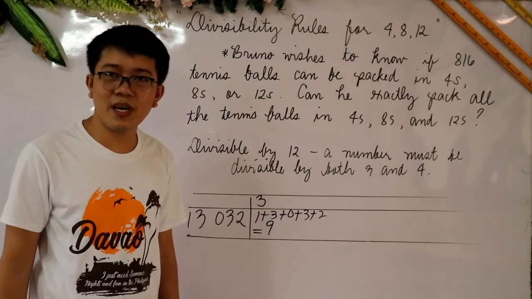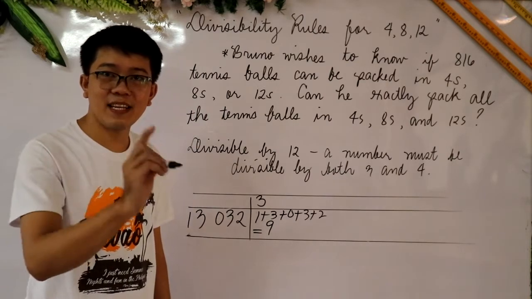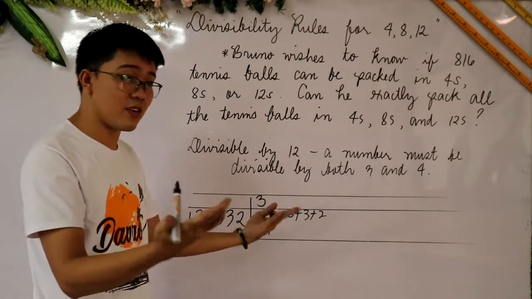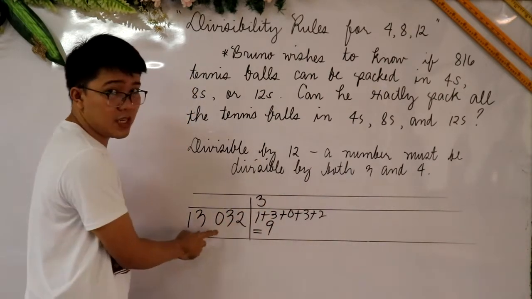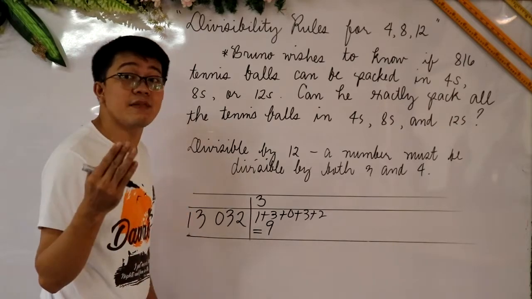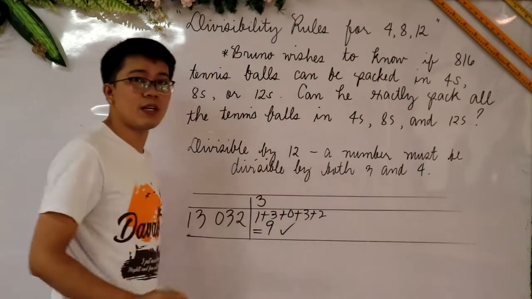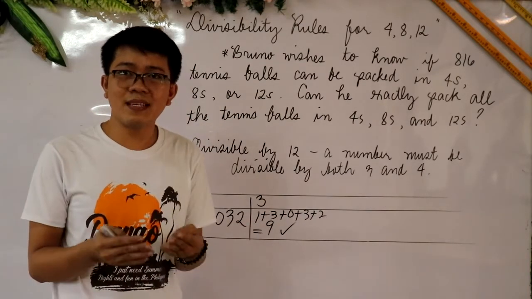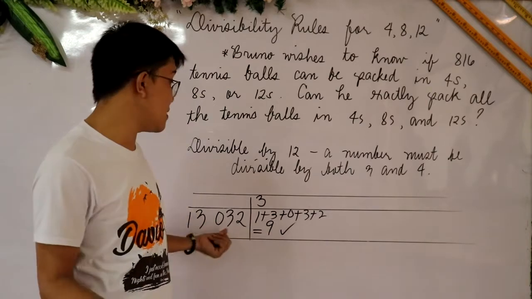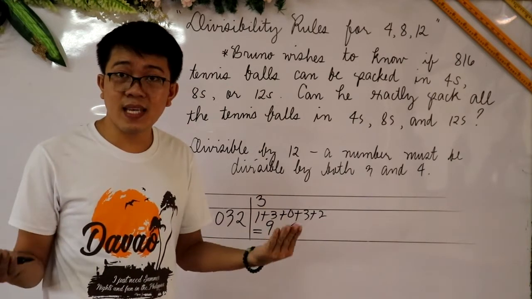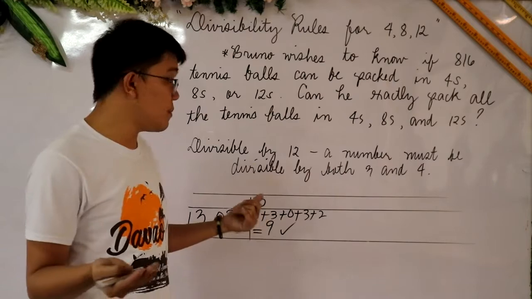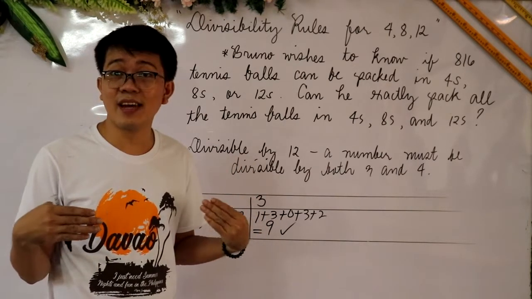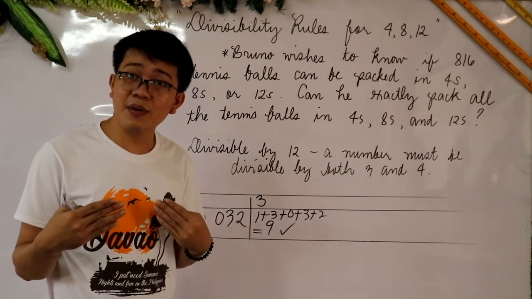Now, is 9 divisible by 3? Definitely, because it is a multiple of 3. 3, 6, 9. There is no remainder. So we say that this number here, the 13,032, is divisible by 3. Now, can we already say or confirm that it is divisible by 12 since it is divisible by 3? Not yet, because we did not check yet the divisibility rule number 4.